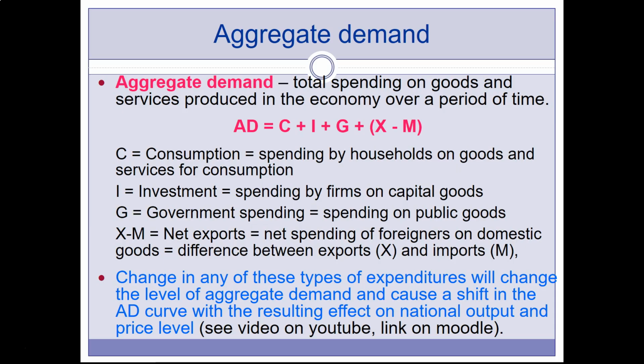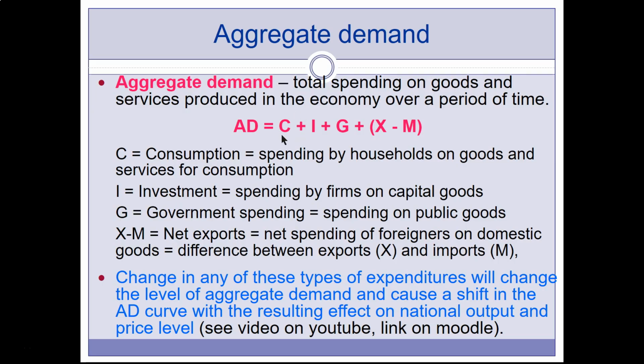This equation is the so-called national accounting identity, which describes the components of aggregate demand. So let's define aggregate demand first. Aggregate demand measures the total spending on all goods and services produced in the economy over a period of time. Aggregate demand consists of several components, several elements.